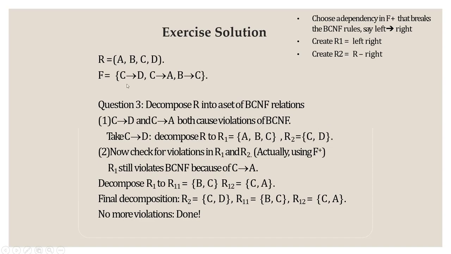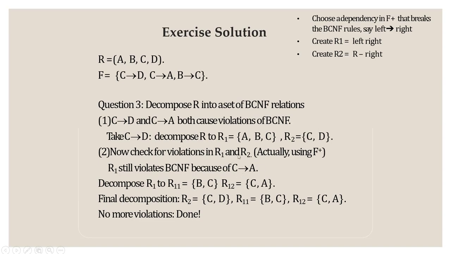Okay, so let's see if this is still in BCNF. For CD, we can use C determines D, so this one does not cause a violation. This one causes a violation. We can use either one. So C determines A. Is C a key for R1? No, because with C, I can only get A and C, not B. So this one still causes a violation, so I'm going to decompose R1 further using this one.